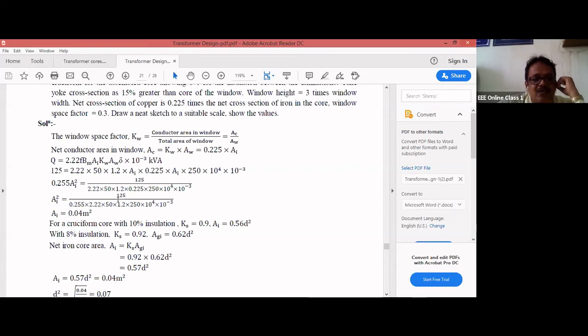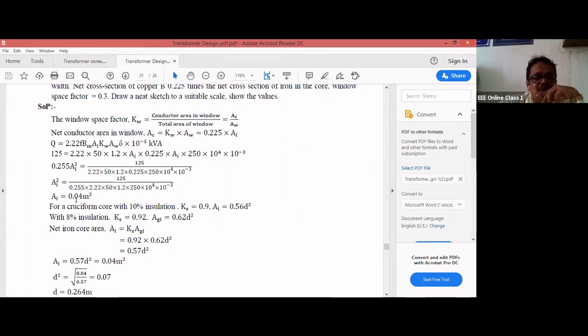AI square. So AI square, what we got here? 0.04 meter square. Substitute here and calculate AI. In this step, I'll just remove this one. I'll only take AI square. So AI is equal to 0.04 meter square.